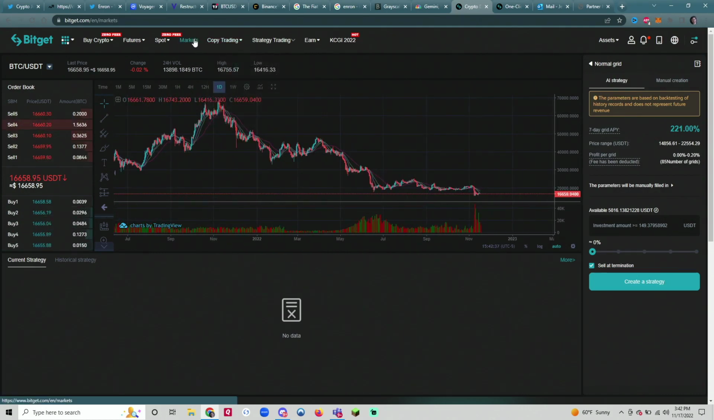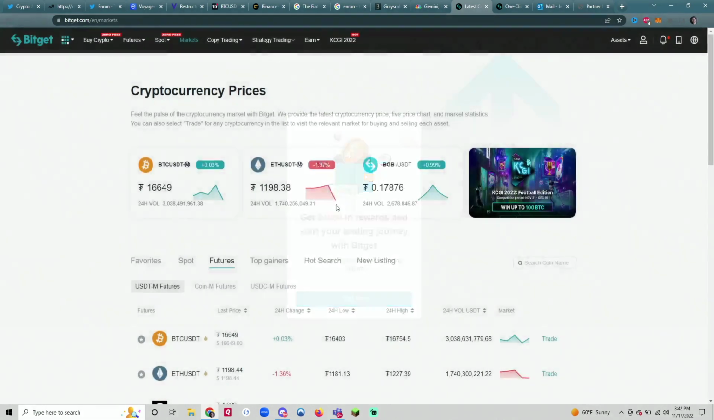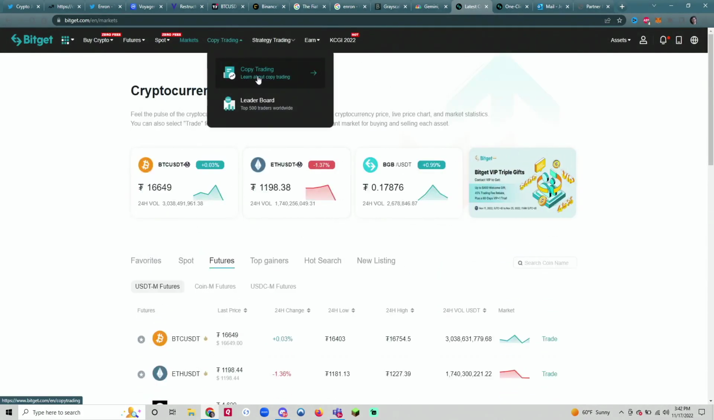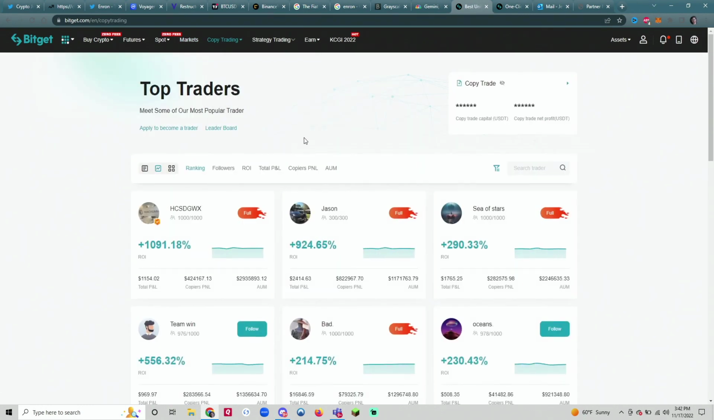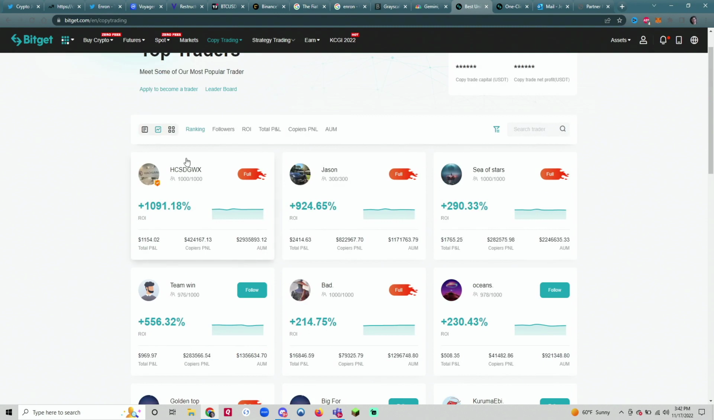But then the thing that I really want to show you here are not just the markets, although this is nice. You can see the market information right in here, but also the copy trading. If you come over here to copy trading, go down to copy trading. This is where I find Bitget to really have a lot of interesting functionality. You have all of these different people that are trading on Bitget, and they are making money, and you can actually follow them and trade alongside them.